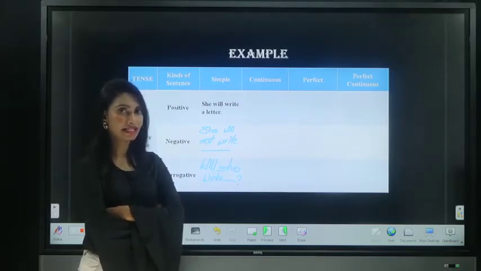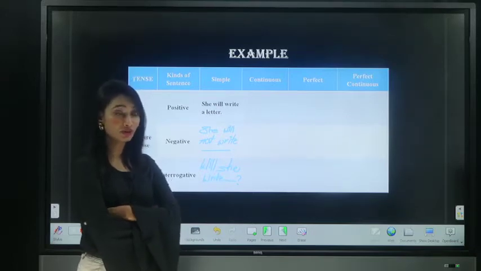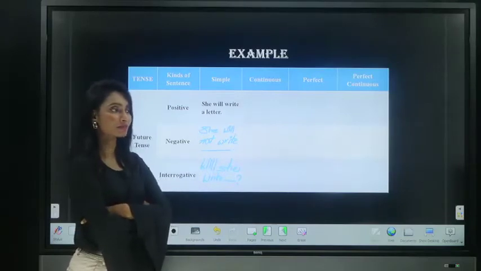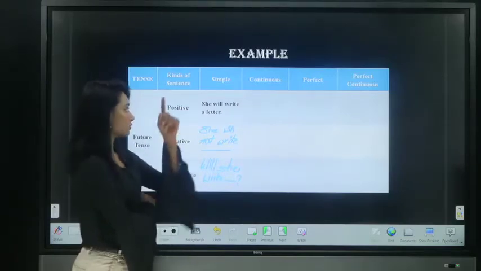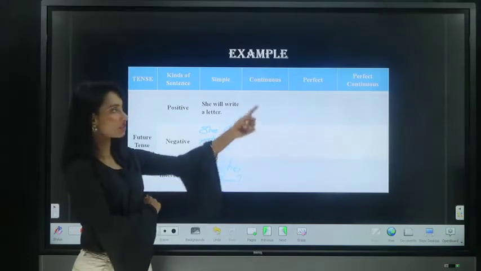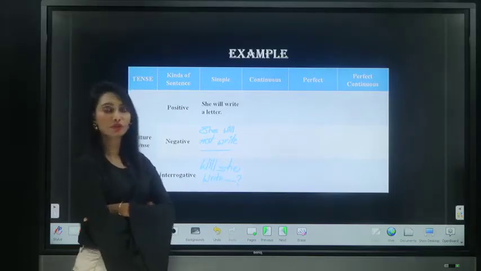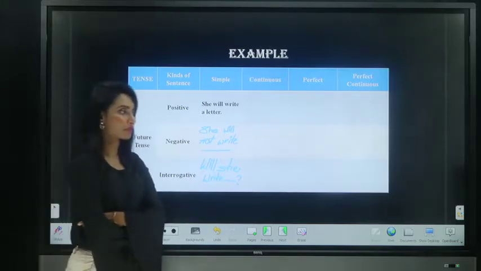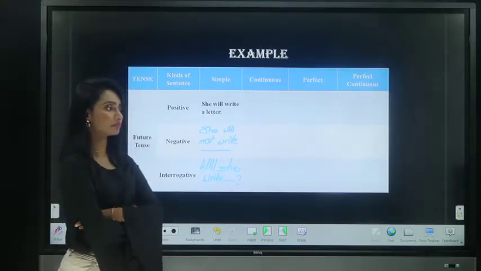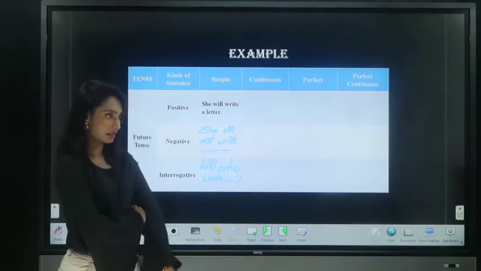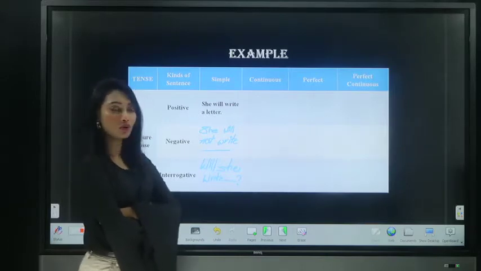She will be writing a letter. Good. So Sunny, you also do try that. So now what about perfect? Future perfect? She will write a letter. She will be writing a letter. What about perfect tense? Future perfect tense. Yes, Sunny, you're right. She will be writing a letter. Now go with future perfect tense.